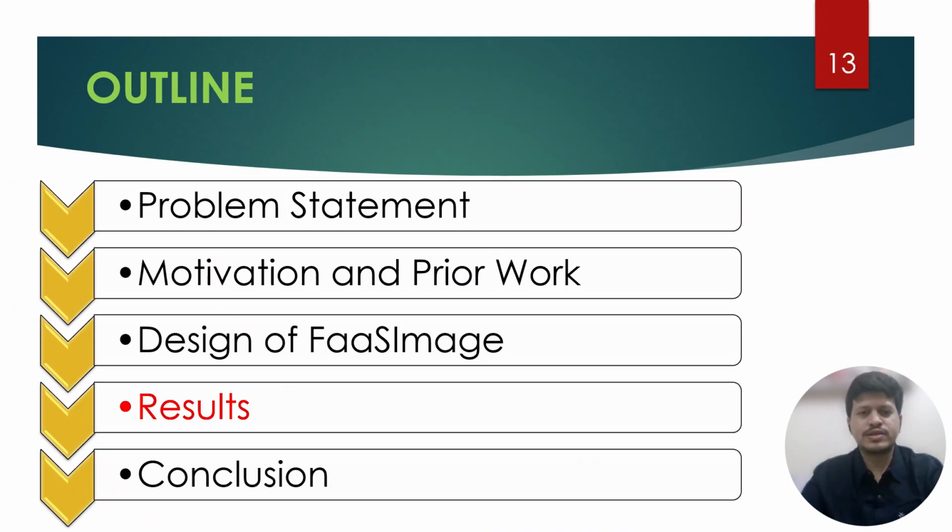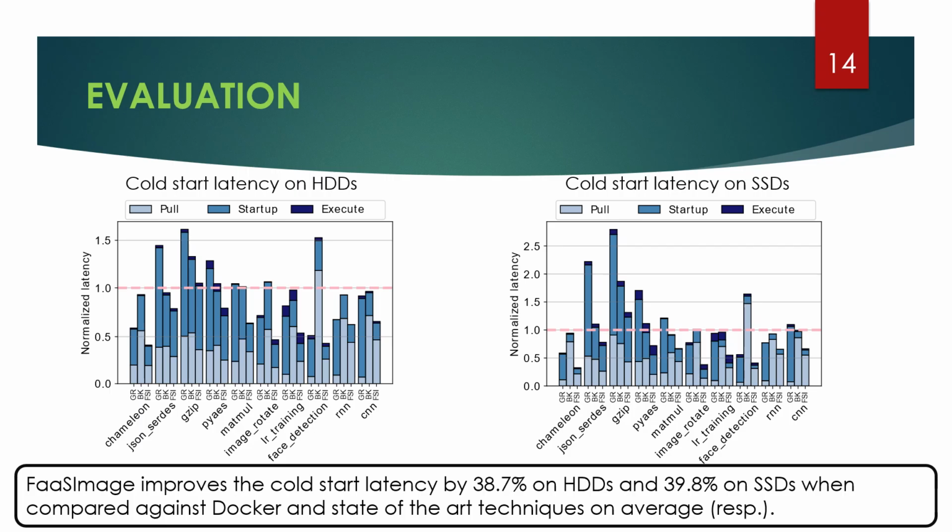Now let us see the result of evaluating FaaSImage against the baseline systems that we have discussed in the previous slides. For evaluation, we integrate the aforementioned schemes and our design FaaSImage into OpenFaaS, a state-of-the-art serverless platform. So here we are evaluating these systems using the cold start latency metric, which comprises three components: the image pull latency, the container initialization latency, and the function execution latency.